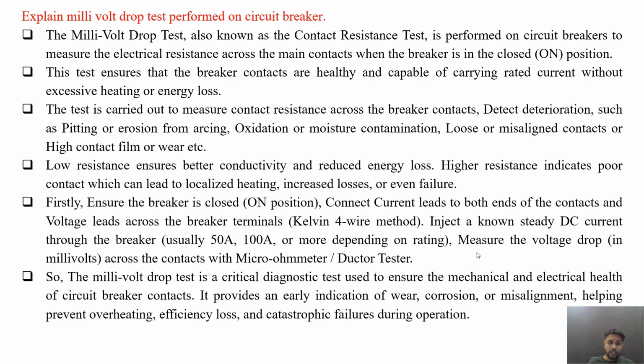Firstly, ensure the breaker is in closed position. Connect the current leads to both the ends of the contacts and voltage leads across the breaker terminals, that is Kelvin 4-wire method. Inject a known value of a DC current, that is steady current, through the breaker into the system, usually 50 ampere, 100 ampere or more depending on the rating. Measure the voltage drop in millivolts across the contacts with micro-ohmmeter or ductor tester.